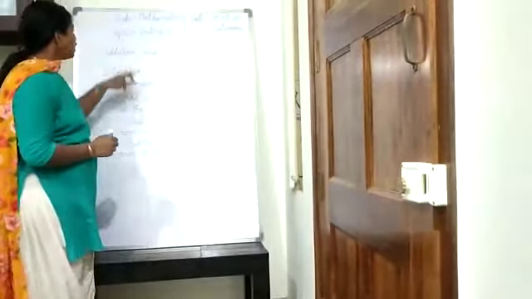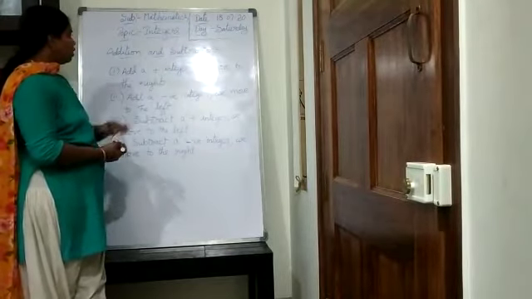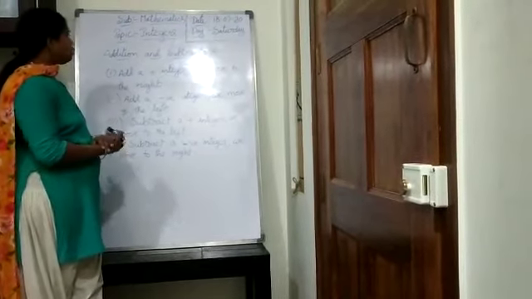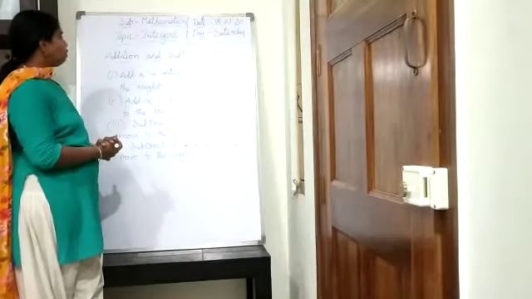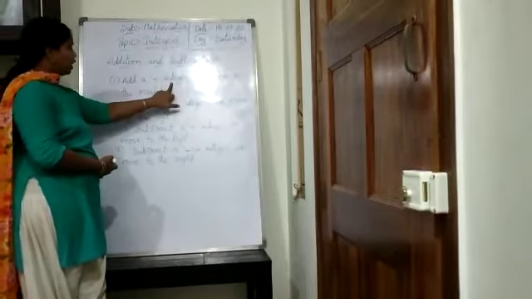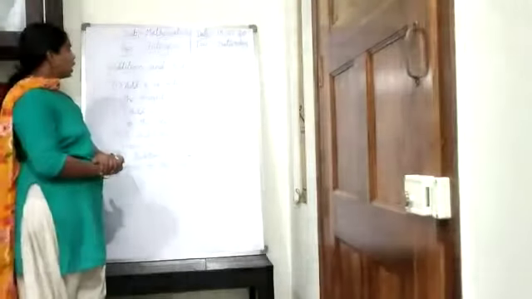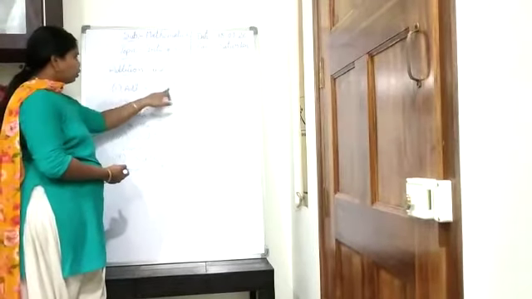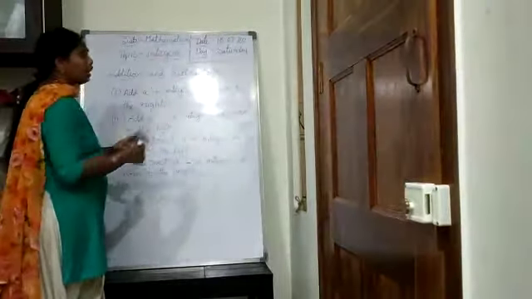See, for the addition and subtraction of integers, we will follow some important points. What are those important points? The first point is: add a positive integer, we move to the right side. Addition of a positive integer, we have to move on the number line towards the right side.